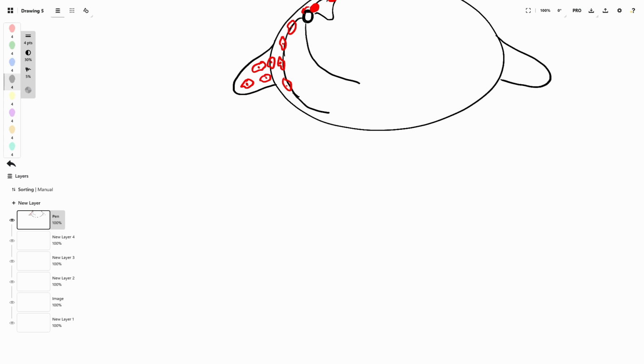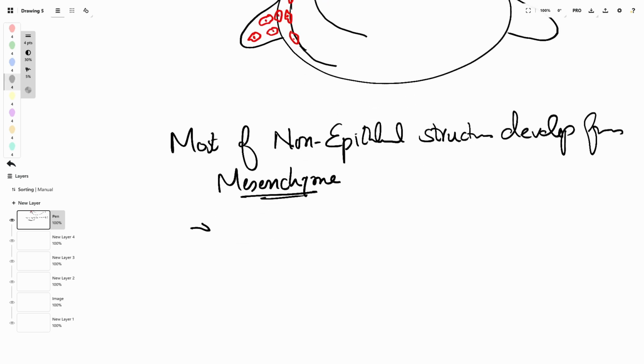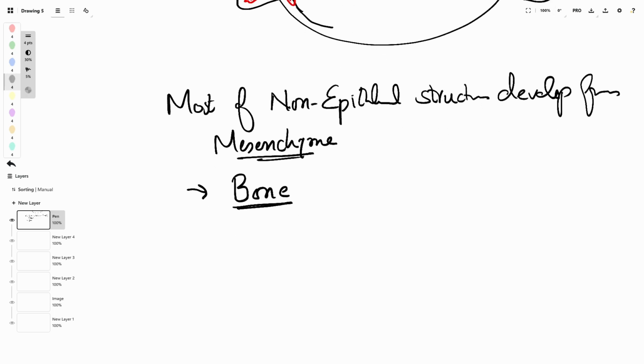Actually, to be very precise, most of the non-epithelial structures develop from what? From mesenchyme. For example, bone is a very specialized kind of connective tissue. If you don't know, you will understand it in histology. This is a very basic kind of lecture, and I am deliberately skipping the detail. Then cartilage is another interesting type of connective tissue like substance.